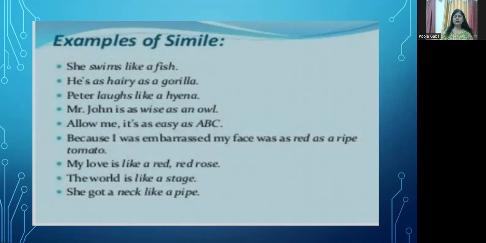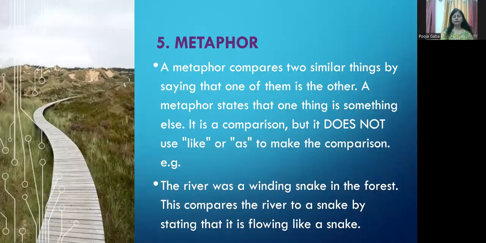Now we have another comparison word also, which is said metaphor. In metaphor, again we compare two things, but it does not use the words like or as. We have a comparison here also. One thing is compared with other, but without the words like or as. Now see this example. The river was a winding snake in the forest. Now here it compares the flow of the river with the flow of a snake, but we haven't used the word like or as. So metaphor also compares two things, but without like or as.